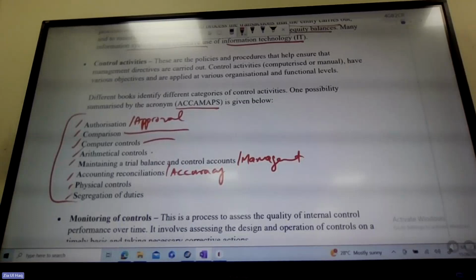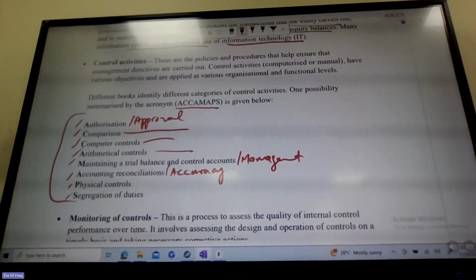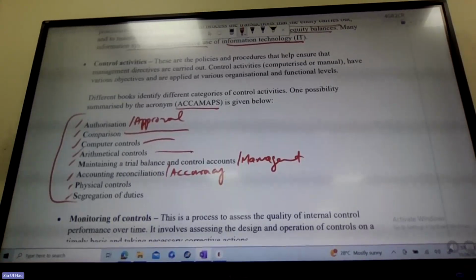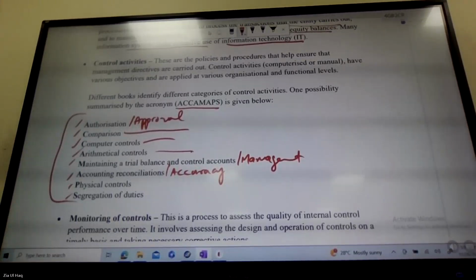And arithmetic control: if there is anything prepared which involves calculation of figures, those figures should be recalculated by another person to ensure the figures are accurate, to avoid errors in the accounts. There should be recalculation of the calculated work performed by one person, so as to ensure there are no arithmetic errors.